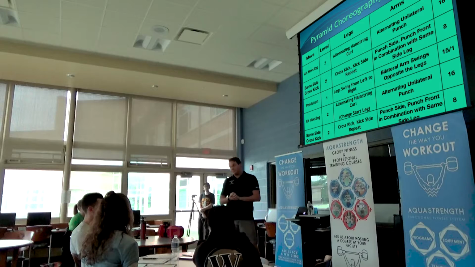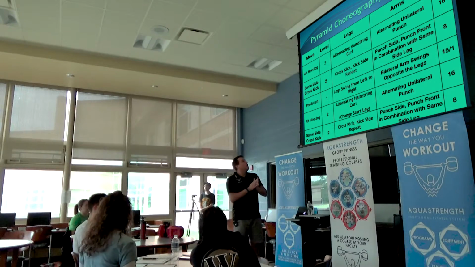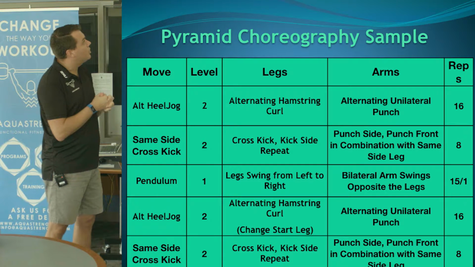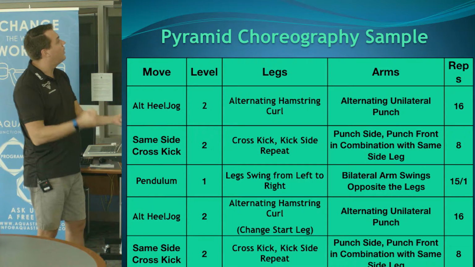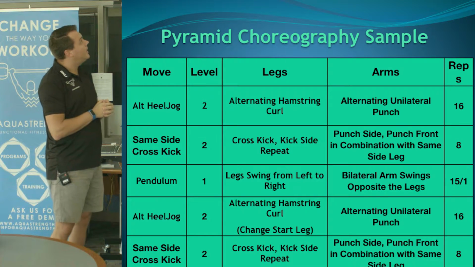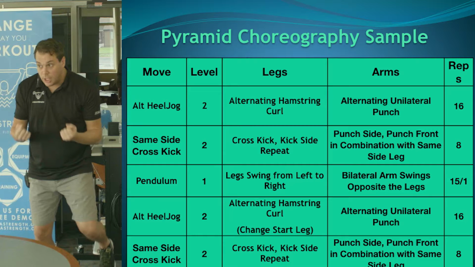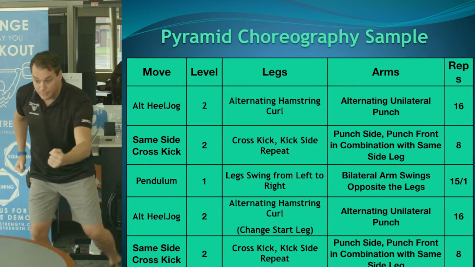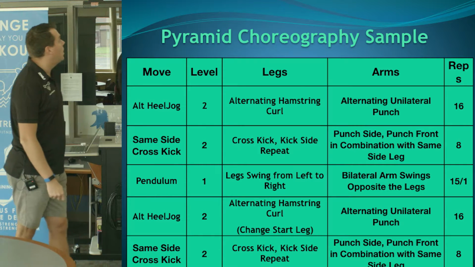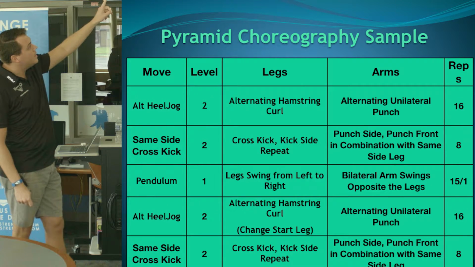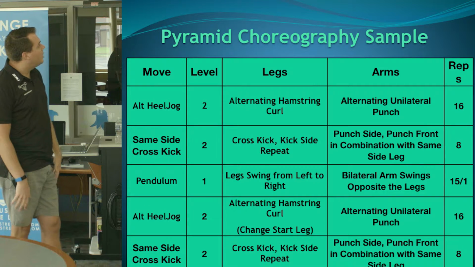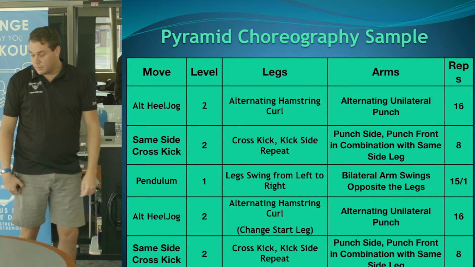So let's look at the example. Here's what's in your notes. We start level 2, alternating heel jog, so we've got an alternating hamstring curl. The arms are alternating unilateral punch, sorry. Then we do a same side cross kick in a level 2, so we're down low as we're punching out, and then we do a cross kick out in a level 2 as well. Then we come back up into a level 1, which is leg swings from left to right. Then we go back into a level 2 alternating heel jog, and we do the same side cross kick on the other side.